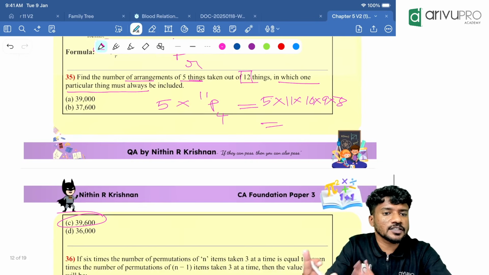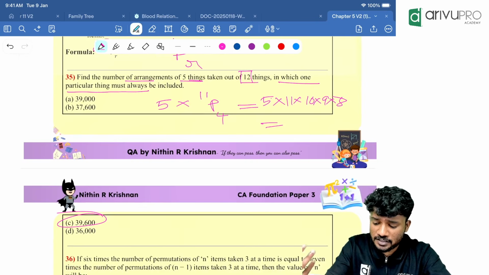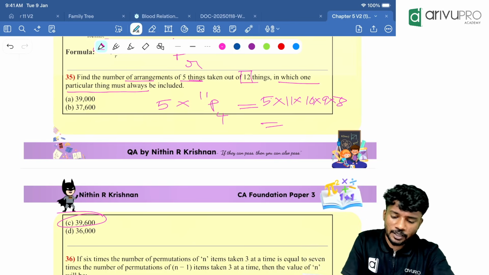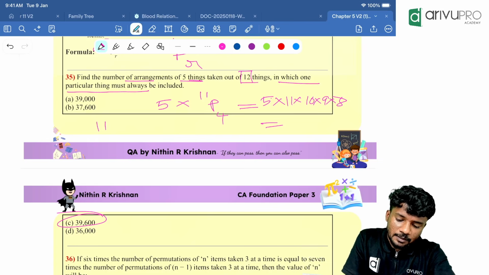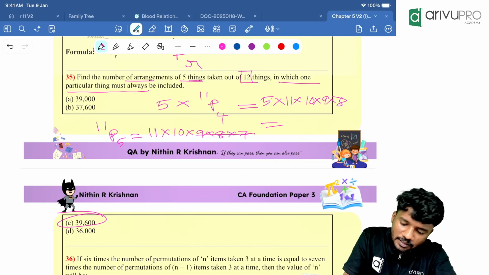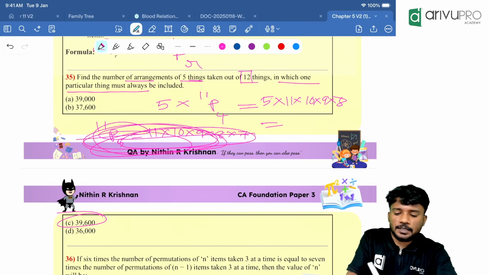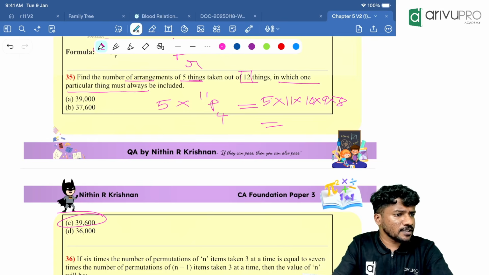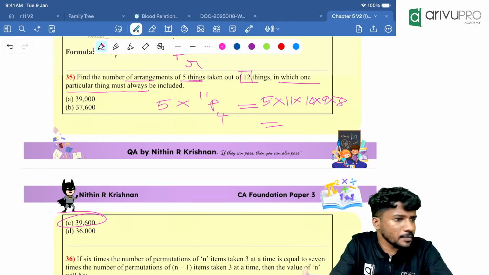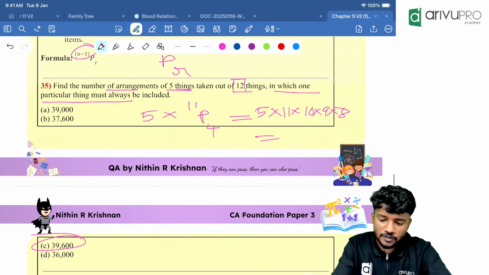Okay. That is with respect to included. What if in this question it was that one person is always excluded? The answer would have been 11 P 5. The answer would have been 11 into 10 into 9 into 8 into 7. You would have got another answer. Yes, it was there in the previous year. Multiple questions were there, a few questions in the previous year. 35th question once again. Yes.